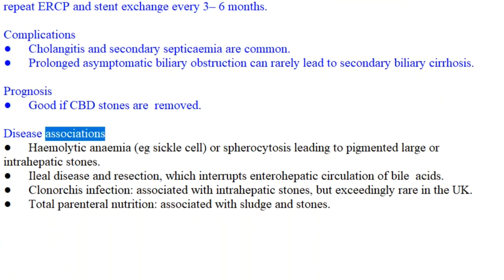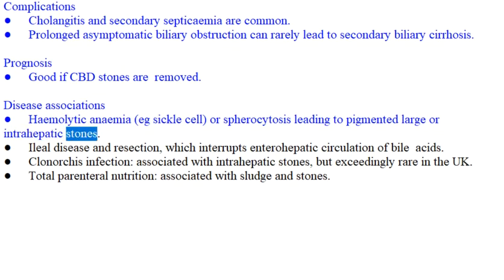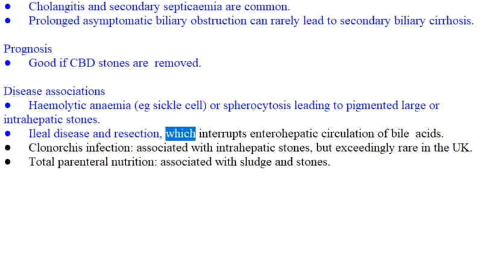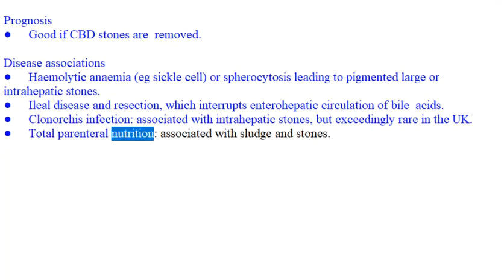Disease associations. Hemolytic anemia, e.g. sickle cell or spherocytosis, leading to pigmented large or intrahepatic stones. Ileal disease and resection, which interrupts enterohepatic circulation of bile acids. Clonorchis infection, associated with intrahepatic stones, but exceedingly rare in the UK. Total parenteral nutrition, associated with sludge and stones.